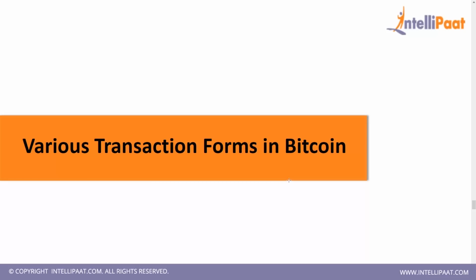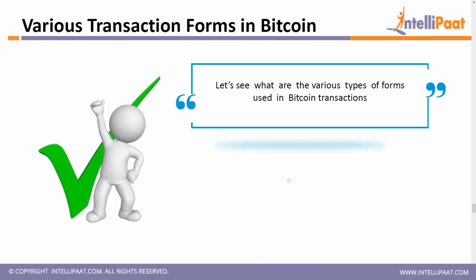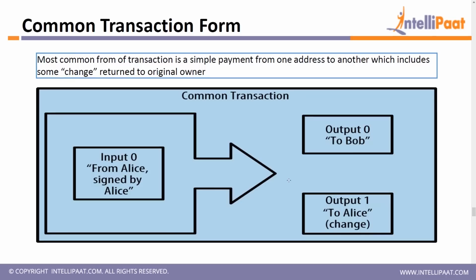Now we'll be discussing various transaction forms in Bitcoin. Let's see what are the various forms used in Bitcoin transactions. This figure depicts a common transaction form. The most common form of transaction is a simple payment from one address to another, which includes some change returned to the original owner. So this is a very basic example of transferring Bitcoin from one address to another, where input 0 from Alice, signed by Alice, is sent to output 0 to Bob, and then output 1 comes as change returned to Alice.